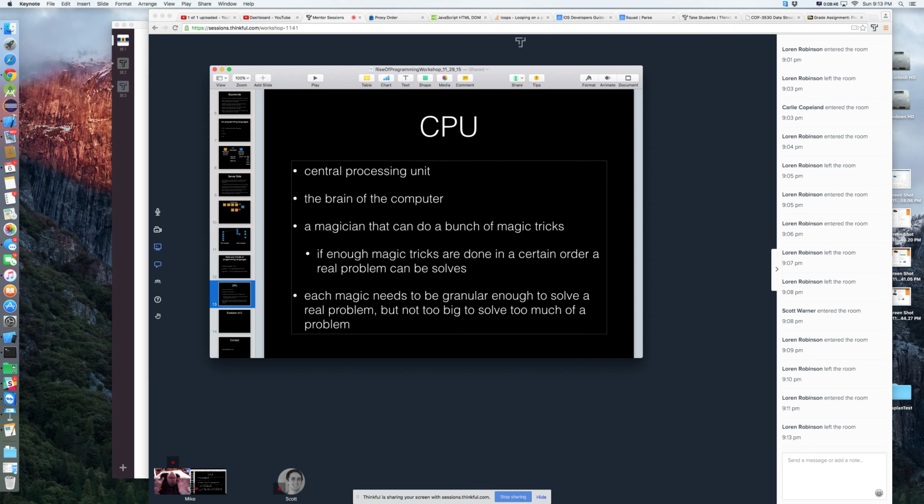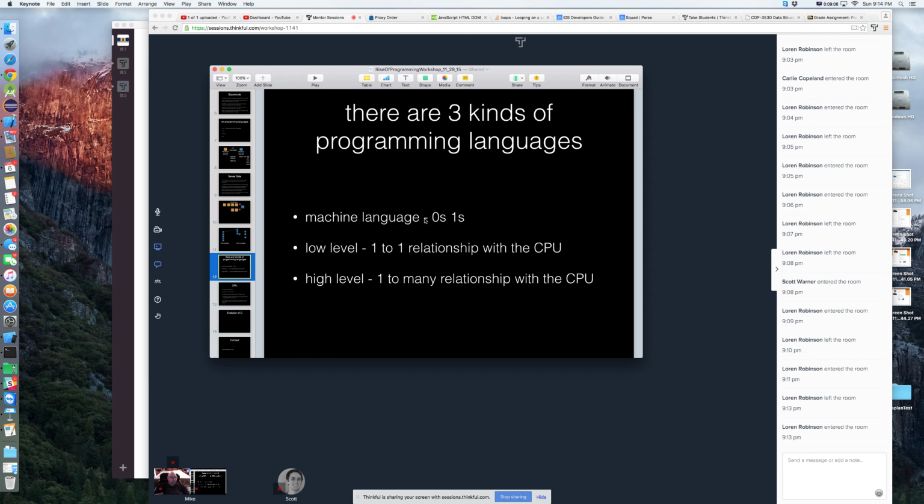But in any case, if we think about a CPU as basically being a collection of little magic tricks where we say, okay, perform magic trick 1, then perform magic trick 8, then perform magic trick 13, then perform magic trick 4, and that is supposed to accomplish something real, that's how we want to think about our CPUs. Now, when we get back to this slide about our different languages, a low-level language has a one-to-one relationship with the CPU. That means every line of code we write in a low-level language translates into exactly one line of code, one magic trick on the CPU.